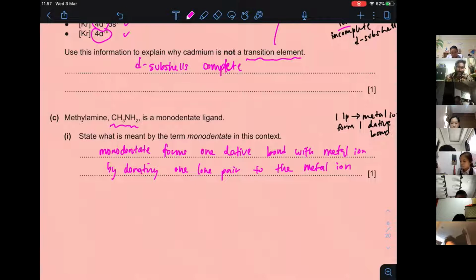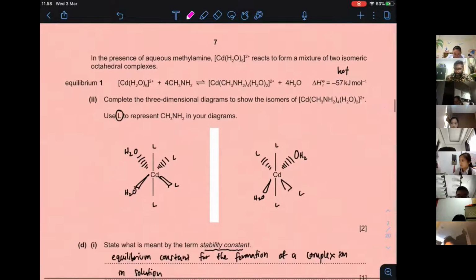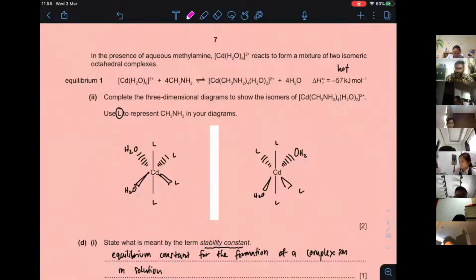But do remember the dative must be there, lone pair must be there. But in this question, I think they only focus on the lone pair, but the marking key will be a little bit more flexible, so they'll accept one dative bond or one lone pair, still fine. So that is going to be the answer for this monodentate ligand. So in the presence of aqueous methylamine, this reacts to form a mixture of two isomeric octahedral complexes. Complete a three-dimensional diagram to show the isomer.